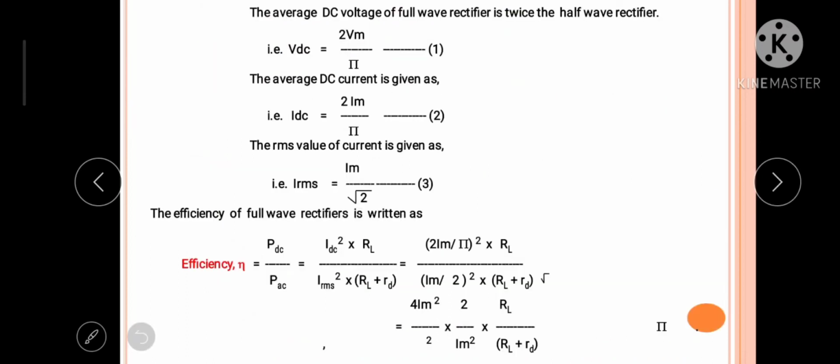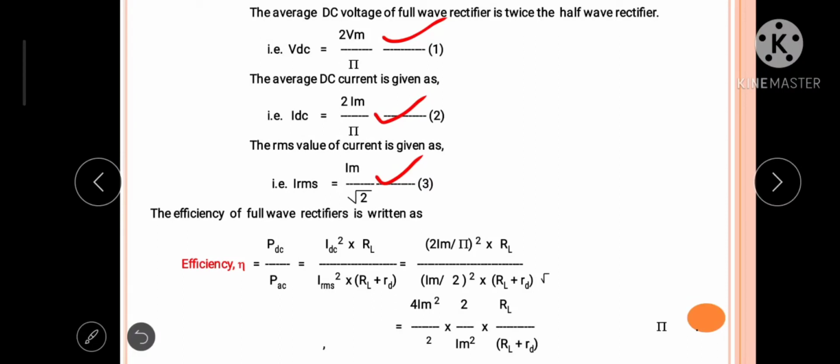Apart from circuit operation, the equations for this bridge rectifier are exactly the same as in case of full wave rectifier. The average DC voltage VDC equals twice Vm upon pi. The average DC current IDC equals twice Im by pi, and the RMS value of current, that is IRMS, equals Im by root 2. In order to find efficiency of this bridge rectifier, again it is also same as in case of full wave rectifier.